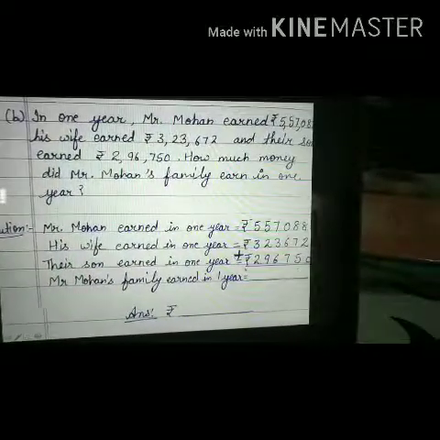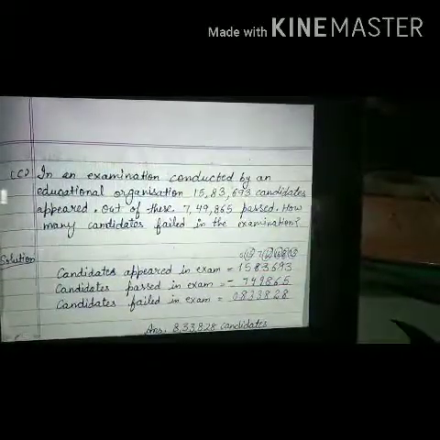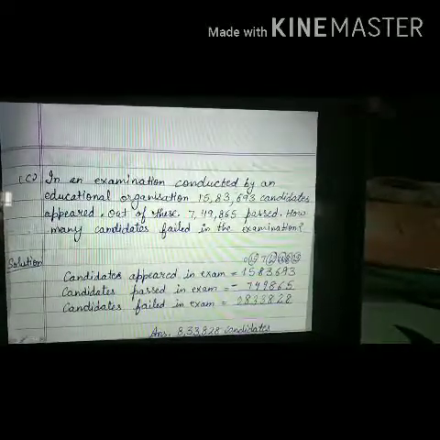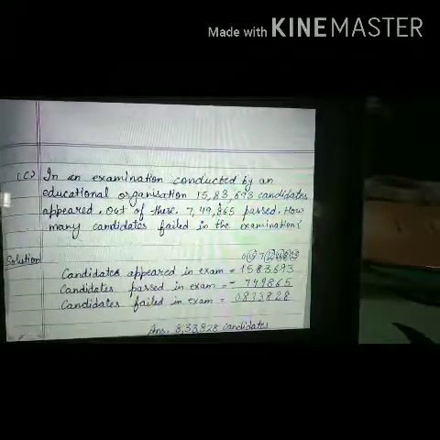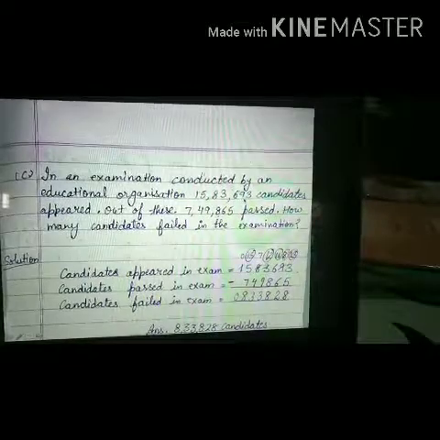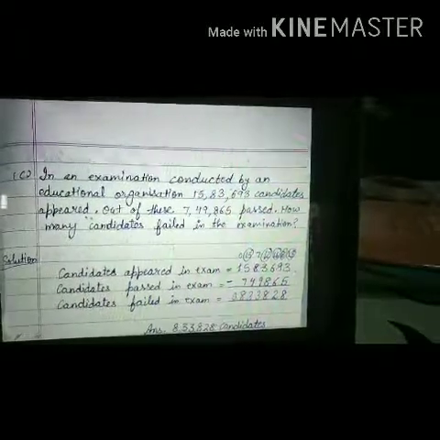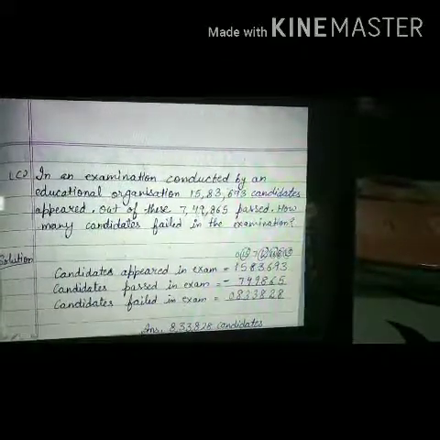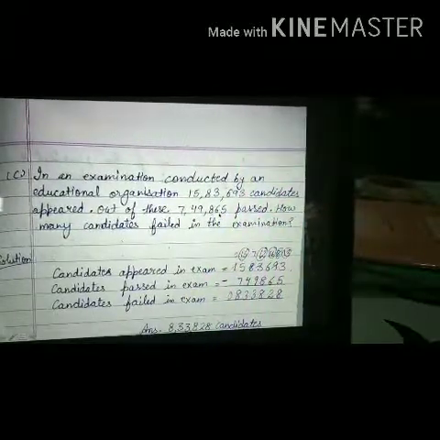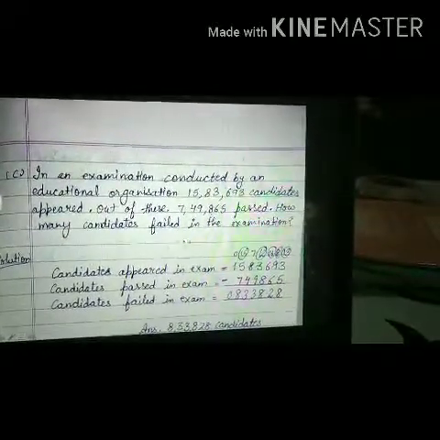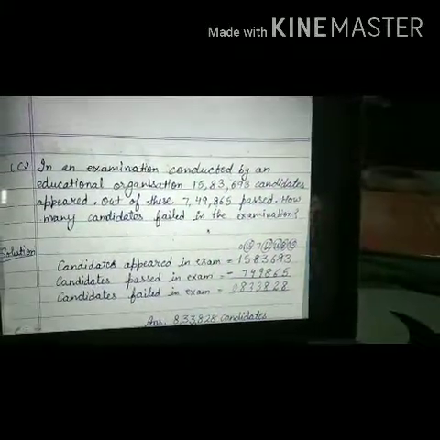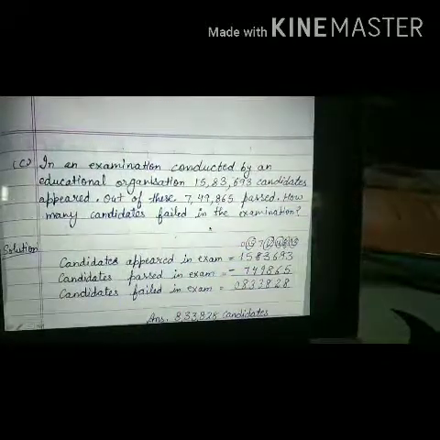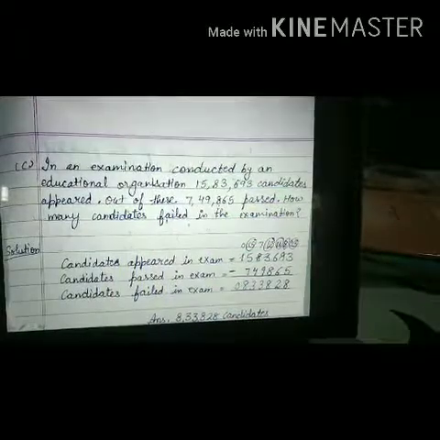Okay. Next, C part. In an examination conducted by an educational organization, 15,83,693 candidates appeared. Out of these, 7,49,865 passed. How many candidates failed in the examination? Remember, you have to read the statement twice or thrice so that you can easily understand the word problem. So once again we'll read it.